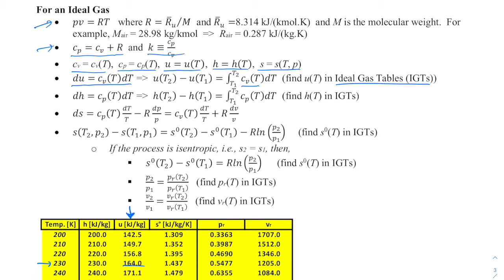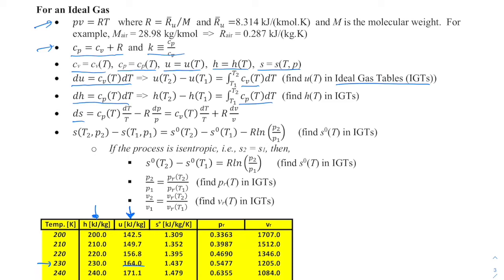The change in specific enthalpy is Cp dT, so you can do the integral for that. And again, in general, Cp is a function of temperature, so you'd have to account for that, but the ideal gas tables take that into account, and you can see that column in the ideal gas table. The change in entropy is more complex.